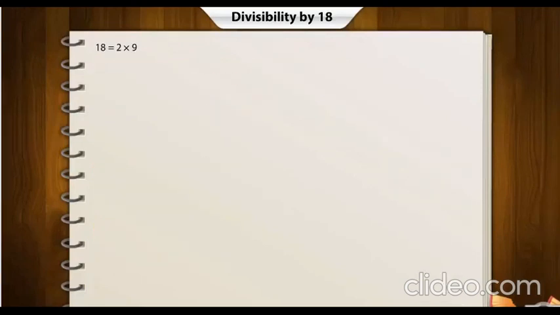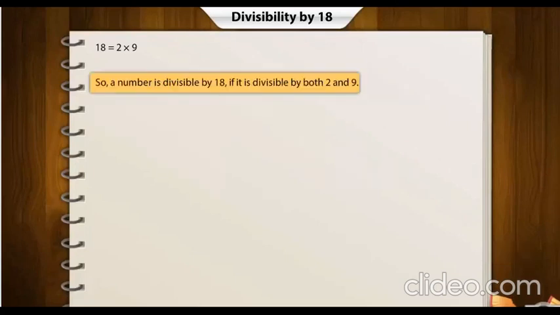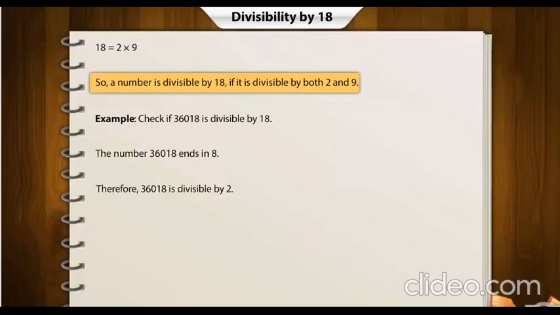Now, let's understand the test of divisibility by 18. We know that 18 is equal to 2 multiplied by 9. So, it can be said that if a number is divisible by both 2 and 9, then it is divisible by 18. Let's consider the number 36,018. First, let's test it for divisibility by 2. Since the number ends in 8, we can say that it is divisible by 2.